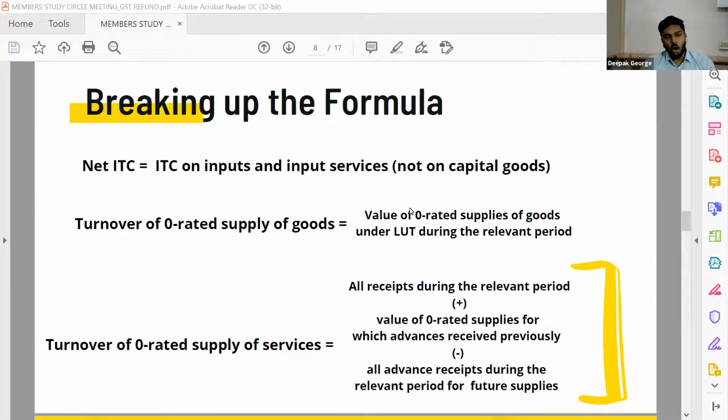So I add all the receipts irrespective of the time of supply. I add the value of supplies for which I have received advances in the prior period. I deduct advances or proceeds that I have received for something which is to be supplied in a later period, because it basically is not pertaining to this period. And that is how I arrive at the turnover of zero rated supply of services strictly relevant to this particular period for which you're claiming refund. So that completes the numerator, where you have two components, and then you have the multiplier.